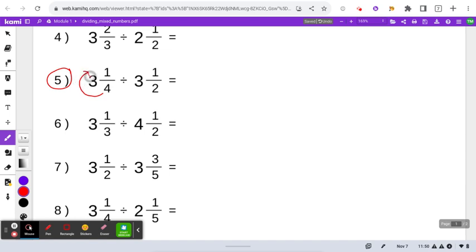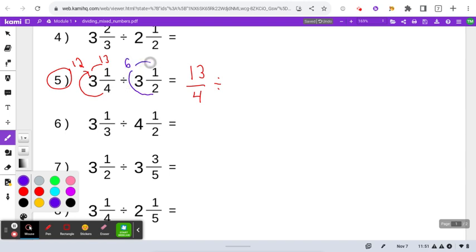4 times 3 gives you 12. And then 12 plus 1 gives you 13. So you'd rewrite 3 1/4 as 13/4. Then we'll put our division sign and we'll do the next backward C. So we'll do 2 times 3 is 6. 6 plus 1 is 7. So we'll change that one to 7/2.